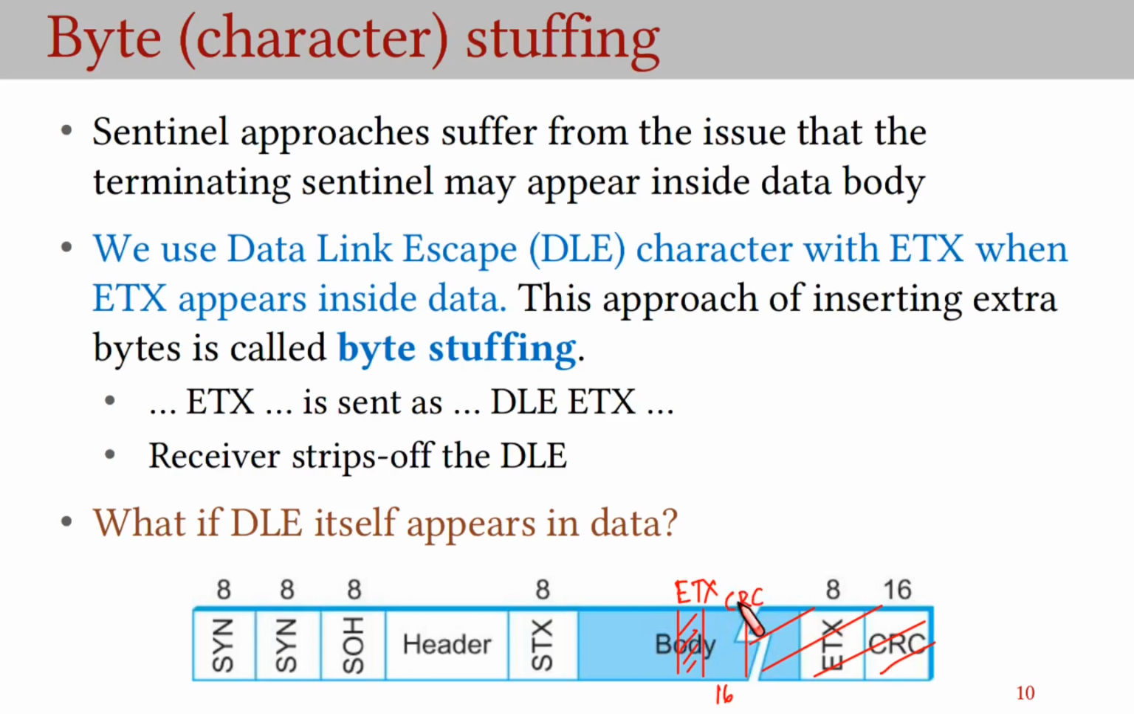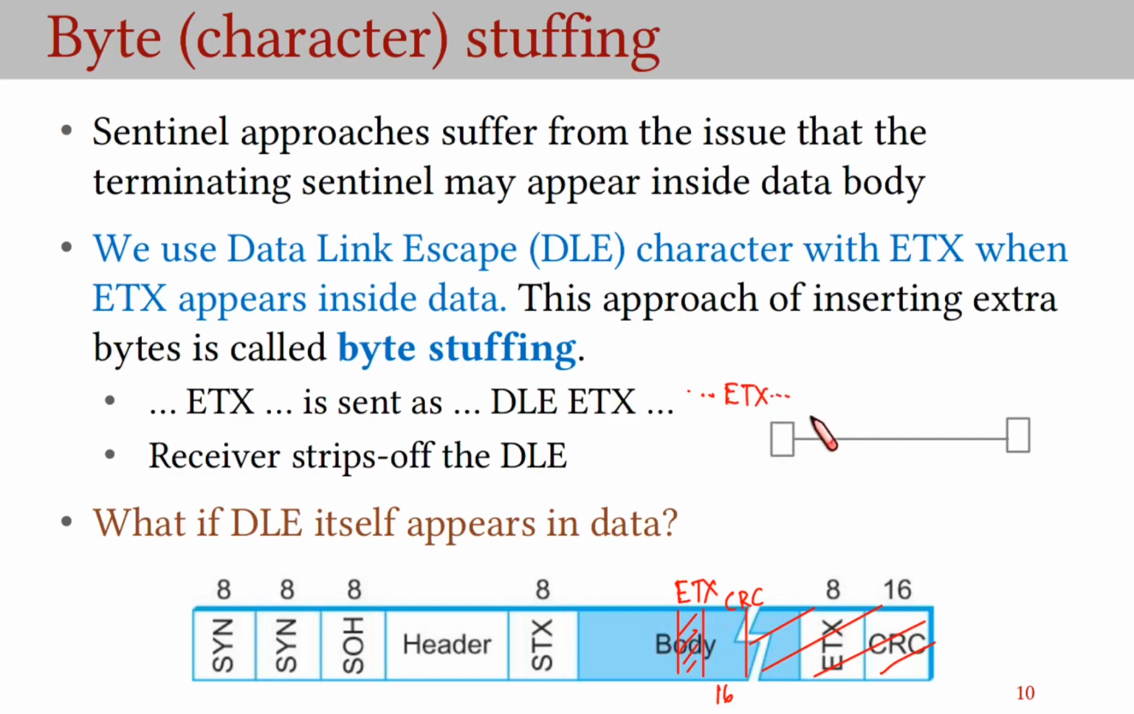And so this problem is solved using a method called byte stuffing. We use another special character, which we call escape character, data link escape, along with ETX, whenever ETX appears inside data. Here is how this byte stuffing is going to work. So suppose we have this ETX byte inside the data.